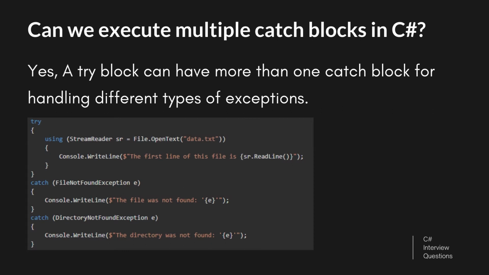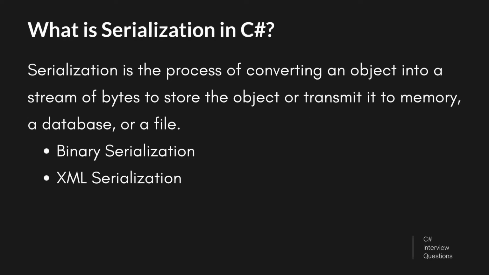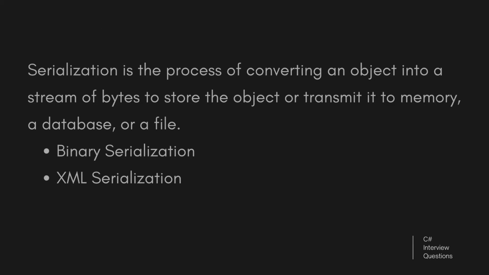Yes, a try block can have more than one catch block for handling different types of exceptions. What is serialization in C#? Serialization is the process of converting an object into a stream of bytes to store the object or transmit it in the memory, a database, or a file.